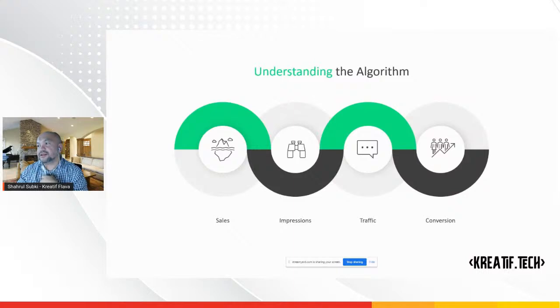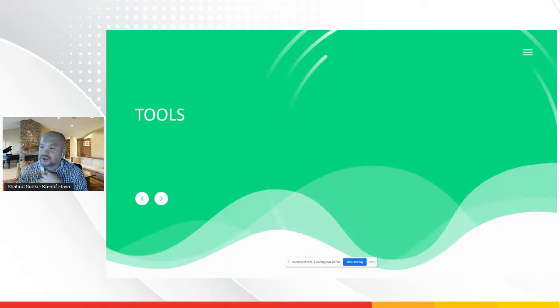Right. Move on to understanding the algorithm. So here, the data we use for sale, we do for the impression, we take it from traffic, and then from that we go for the conversion. That's what we need, that data. Okay. All right. Now we move on to tools.